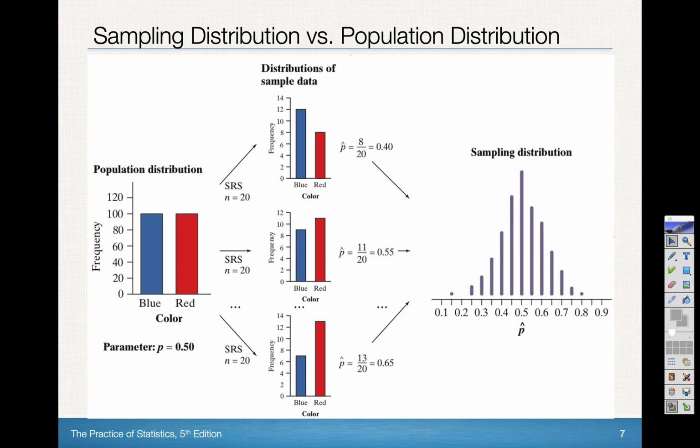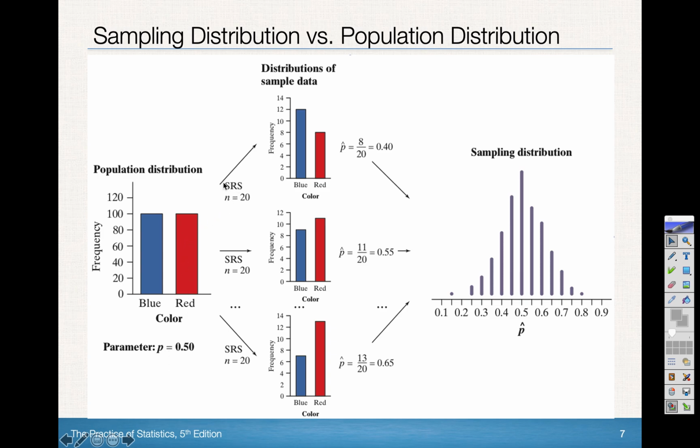For example, on the left, you will see a population distribution. If I had a bag, and my bag contained 200 colored marbles, half of them blue, half of them red, here is my population distribution: 100 blue marbles, 100 red marbles. My parameter, p, is 0.5, because that is the proportion of blue marbles. Actually, it's going to be red marbles, sorry. Proportion of red marbles.